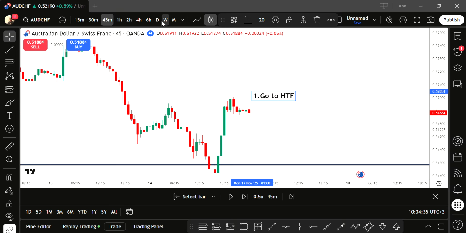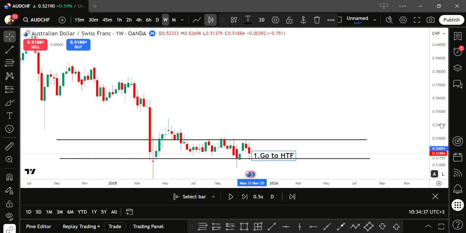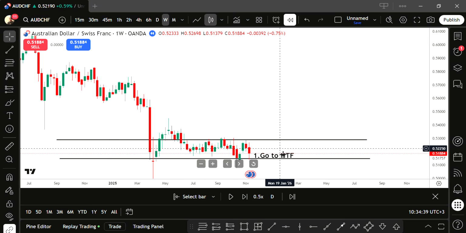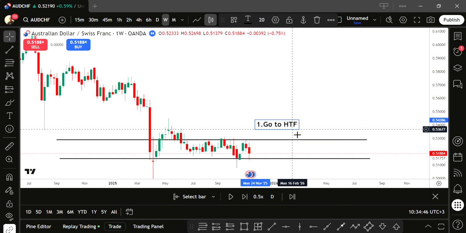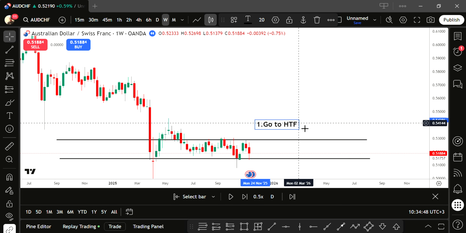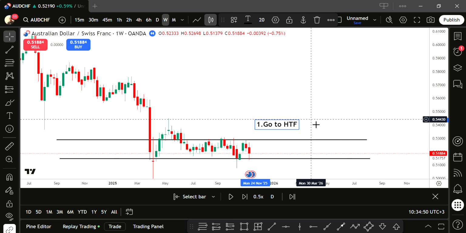So I'll just go to my highest time frame. Always, guys, start from the highest time frame, because the highest time frames are always accurate and they give you the clear direction of the market. Good. Now rule number 2, what happens? Rule number 2 says mark out your structures on the high time frame. That is what rule number 2 says.